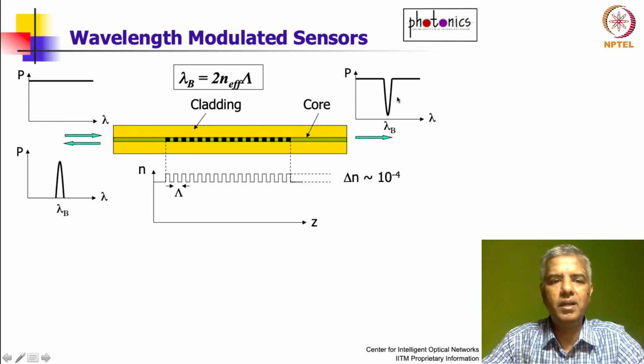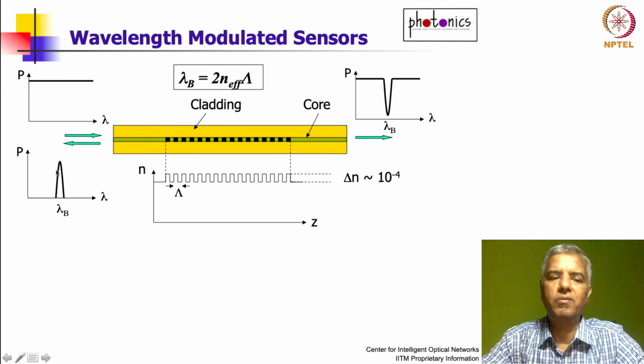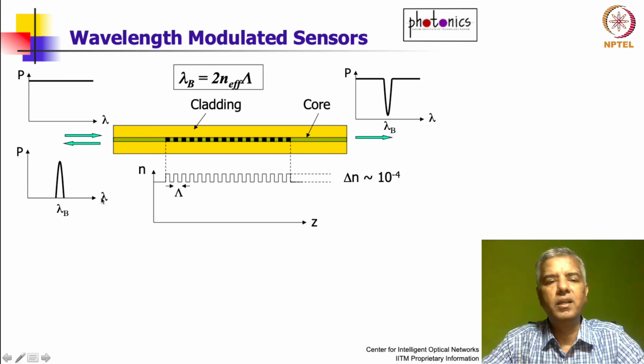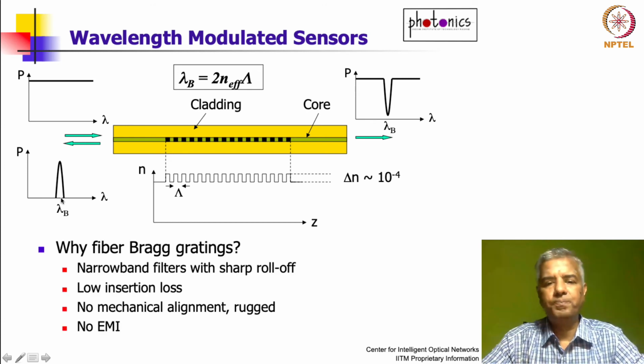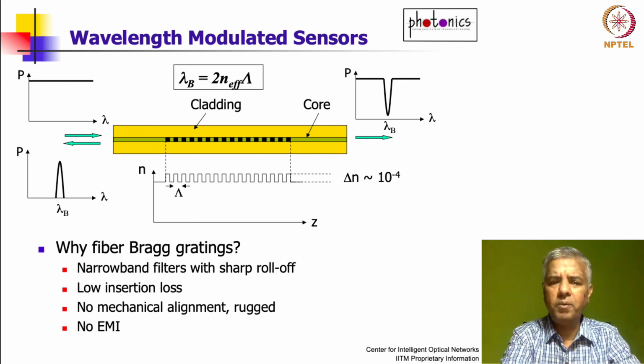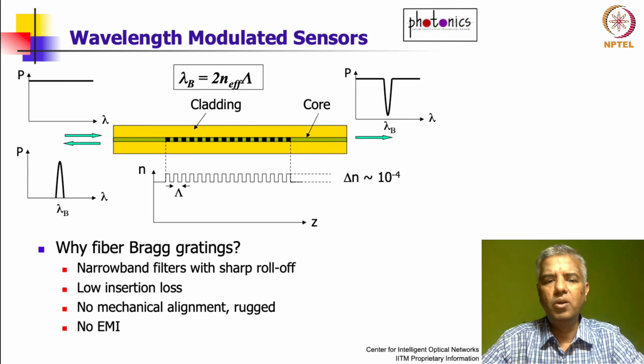Where did the missing color go? The missing color actually got reflected. So just that particular color, which is defined by the Bragg wavelength, and just a little bit around that, is what is going to be reflected. So why fiber Bragg gratings? It's an all-fiber device, so very low insertion loss.